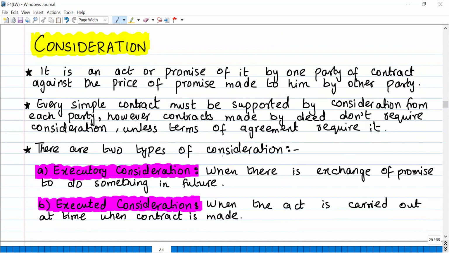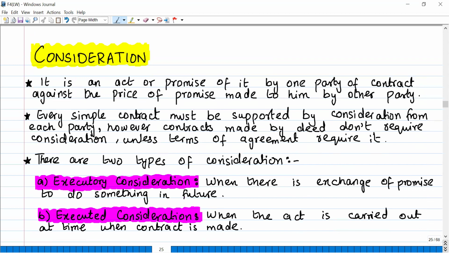Now, the next thing is consideration. We have talked about agreement. The first element of the contract was agreement, in which there was an offer and acceptance. An offer was basically a definite and clear statement in which you show a willingness to be bound on specified terms. An offer was not effective unless it is communicated.